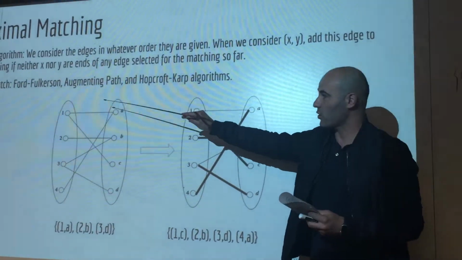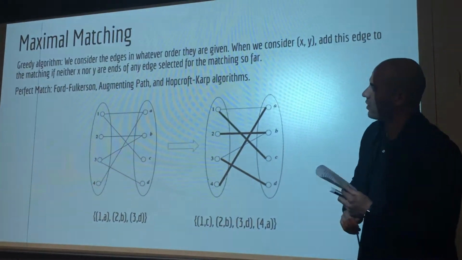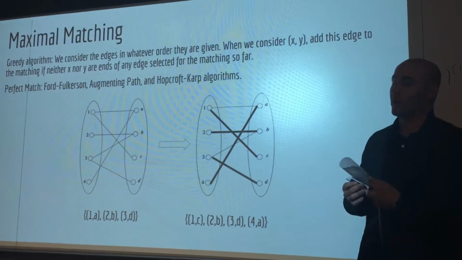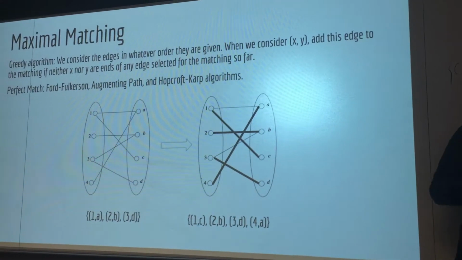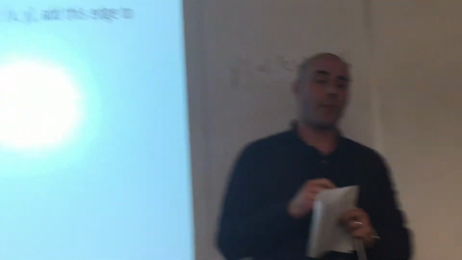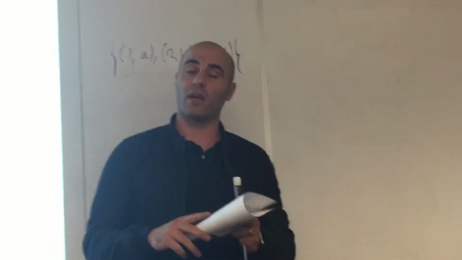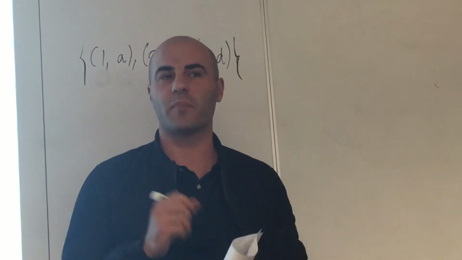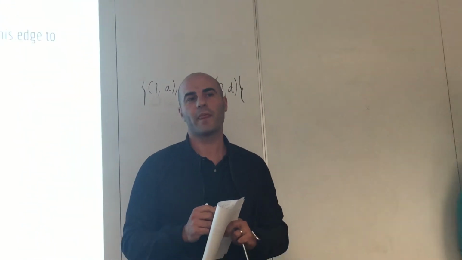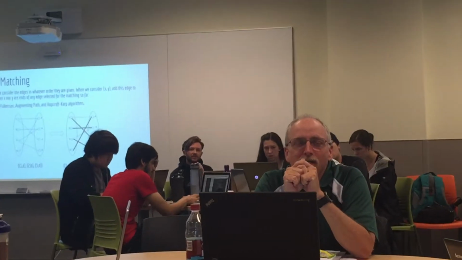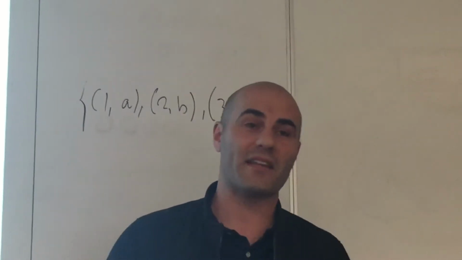These are some algorithms that are used: the Ford-Fulkerson, the augmenting path, and the Hopcroft algorithms. Those are used to find something called the maximal matching, right? My question here is, will the maximal matching and the perfect matching always be the same? It's a little bit tricky. I'm making you think here. Why? I'm going to say no. But why no? Because you can have a maximal matching, but not a perfect matching.